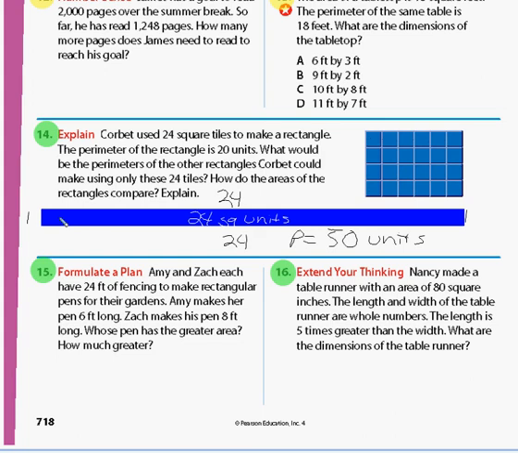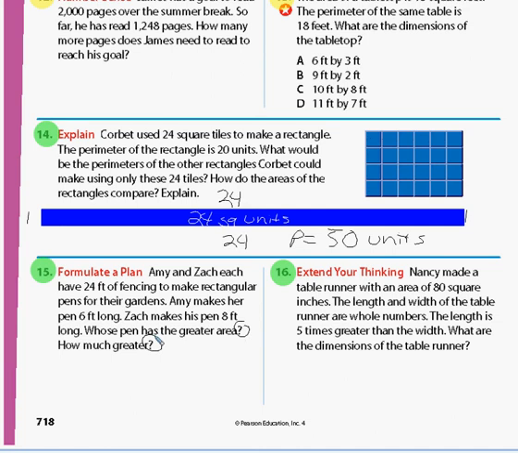Formulate a plan. Amy and Zach each have 24 feet of fencing to make a rectangular pen for their garden. Amy makes her pen 6 feet long. Zach makes his pen 8 feet long. Whose pen has a greater area and how much greater? So we have two questions there. We need to make sure we answer both questions. We'll work on Amy's first.